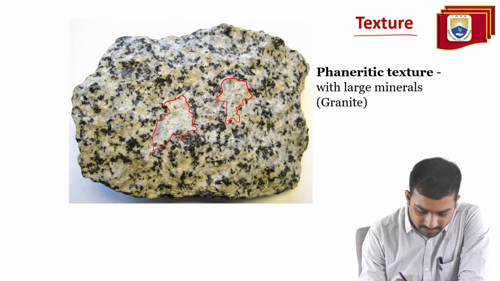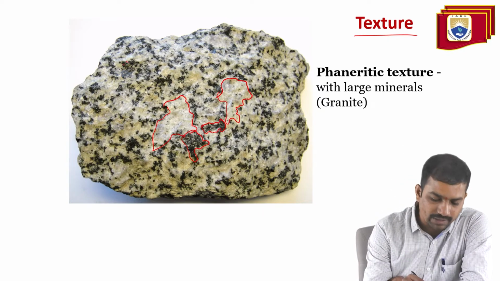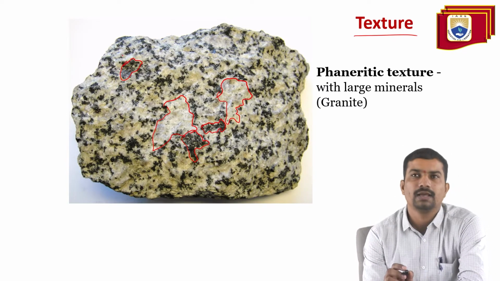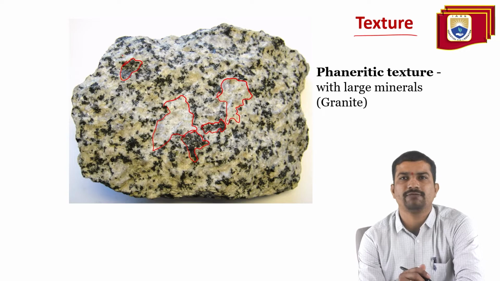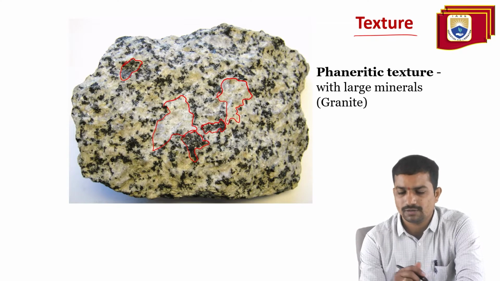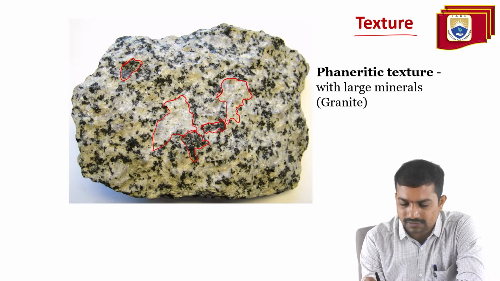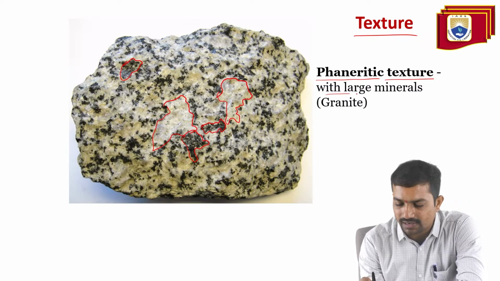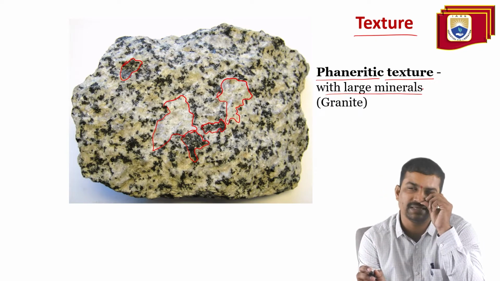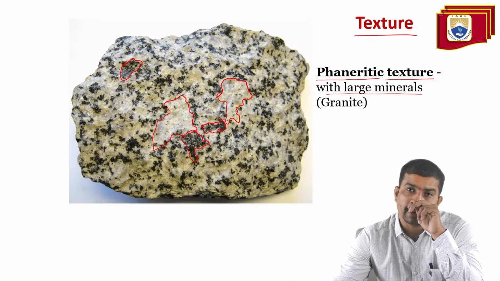Again we can see some small black colored textured minerals that are interlocked or bonded together. These are the various minerals that we can see. So this particular type of rock is called phaneritic texture, which has large minerals. Example is granite.